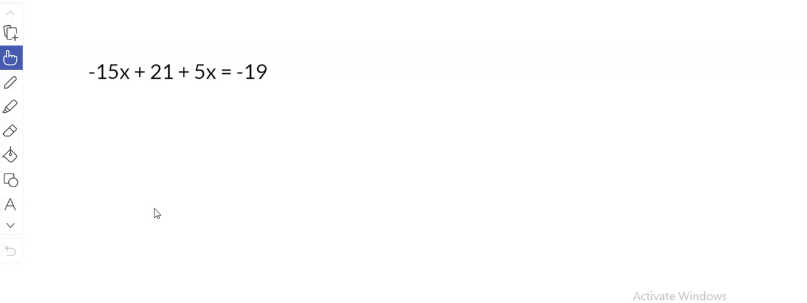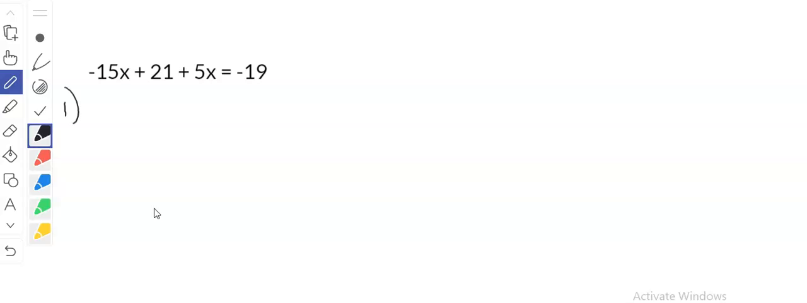Sometimes you see something as long as this, and it could look intimidating. But like I always said before, break it down to chunks, break it down to pieces, so it's simpler for you to understand. You don't need to be afraid of any problem. It's all down to your mindset, growing, approach it, and the more you practice, the better you become. Alright, so here you have step number 1. You have negative 15x plus 21 plus 5x equals 19.